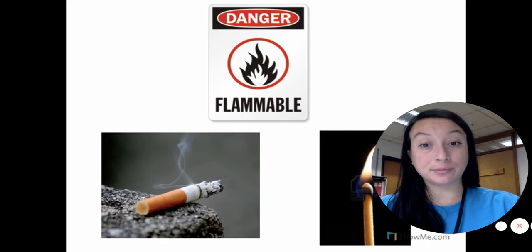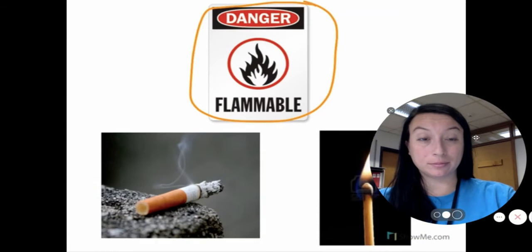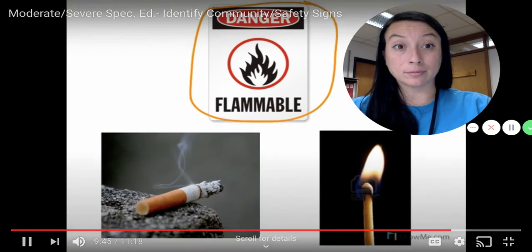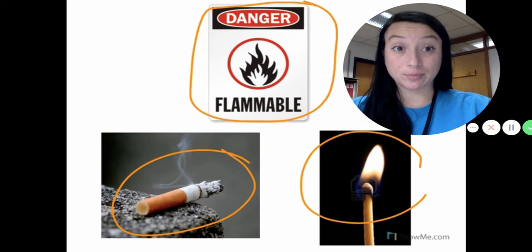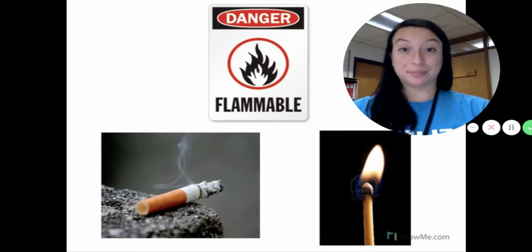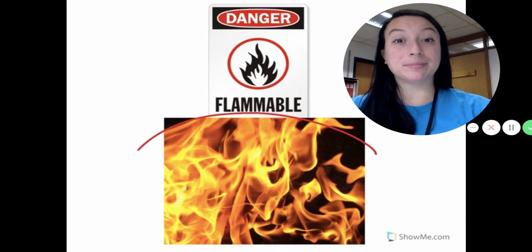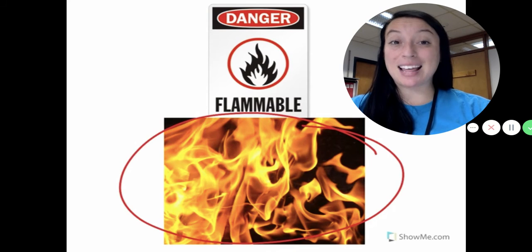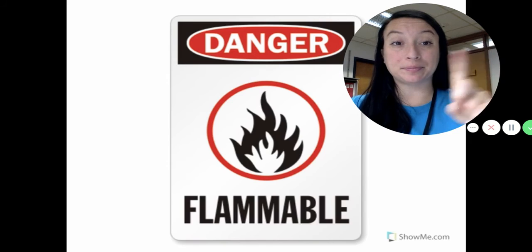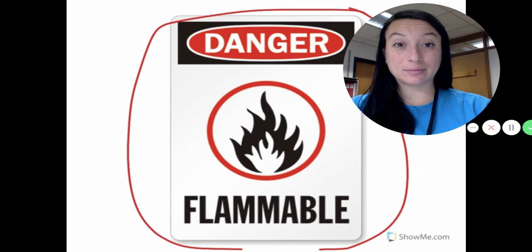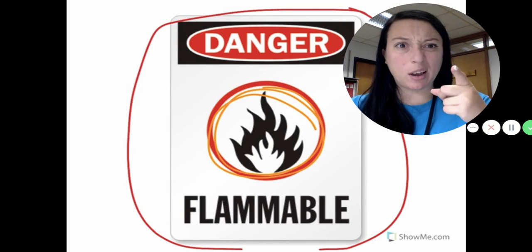When we see the danger, flammable sign, we know not to have anything hot nearby, like a cigarette or a lit match. Things can catch on that fire. Could start a fire. And that's hot. Do not touch. Danger, flammable means keep hot things away so we don't start a fire. You stay away too. Not good.